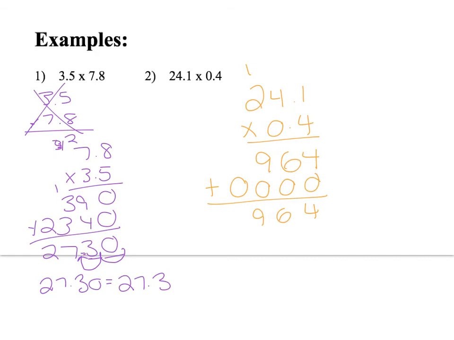It's unnecessary. And then if we look at our original problem, we have one digit in this number and one digit here. So between the two numbers, we have 1, 2 total. So I'm going to place my decimal so that there are 1, 2 digits behind it. My decimal is going to go right here. My solution is 9 and 64 hundredths.